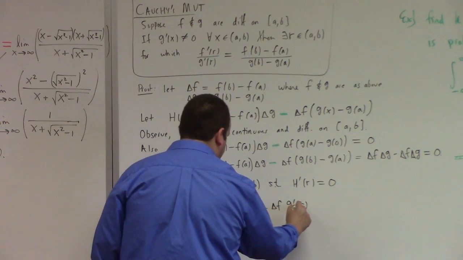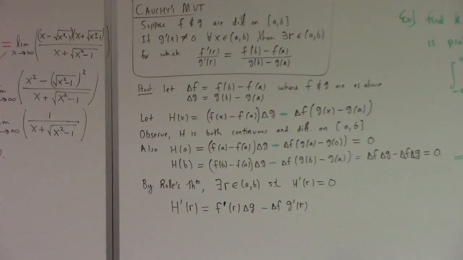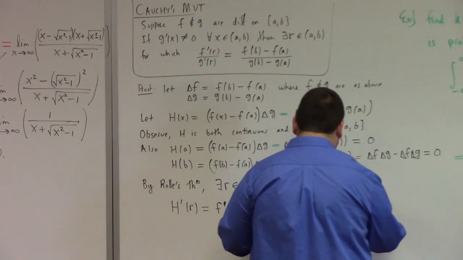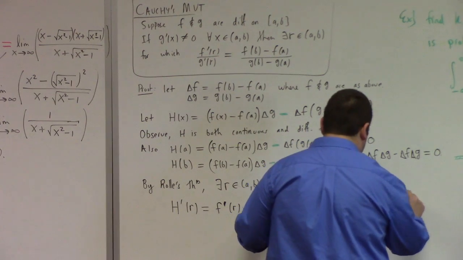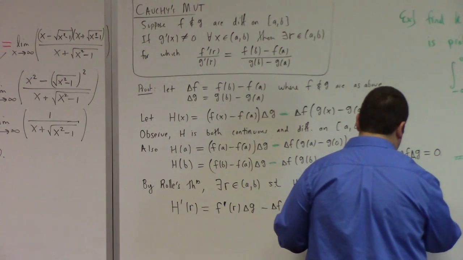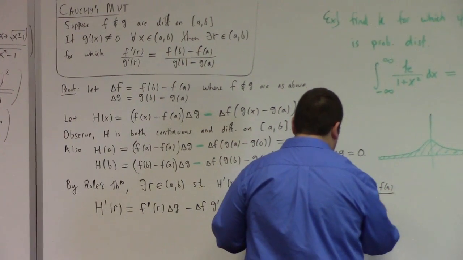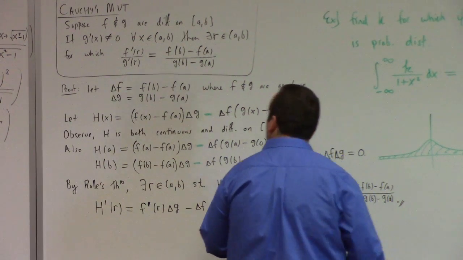Now, what happened to the g of a and what happened to the f of a when I differentiated? They're just numbers. They differentiate to 0, right? Then all we got to do is solve this thing, right? We solve this for f prime of r over g prime of r, and we get what? Delta f over delta g, which, by the way, is f of b minus f of a over g of b minus g of a. And that, folks, is Cauchy's mean value theorem.